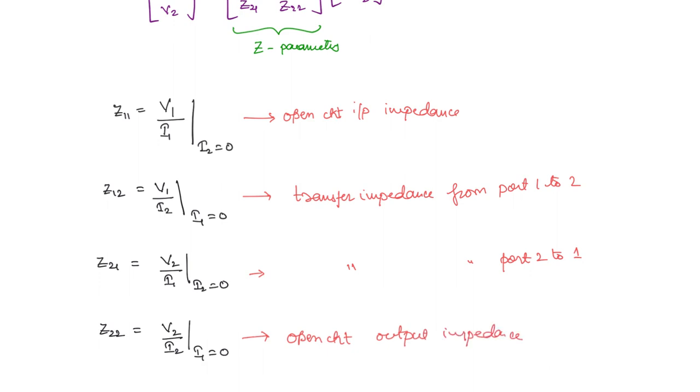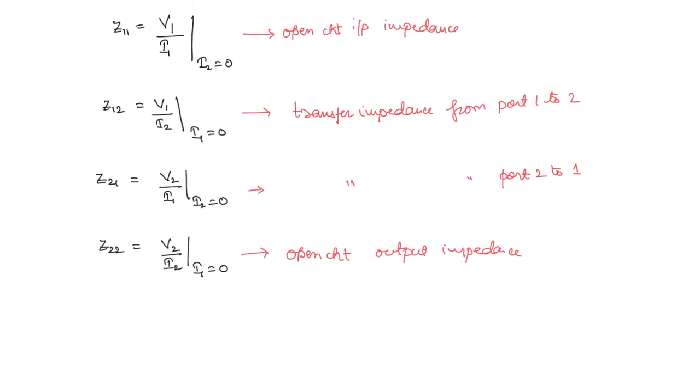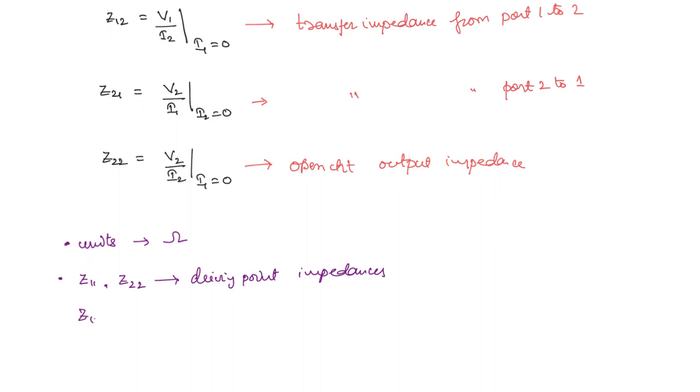Okay. So what are the 2 points that you need to remember here? The units of all parameters are ohms, and we have Z11, Z22 which are called the driving point impedances, and the other two, which are Z12 and Z21, these are called the transfer impedances.